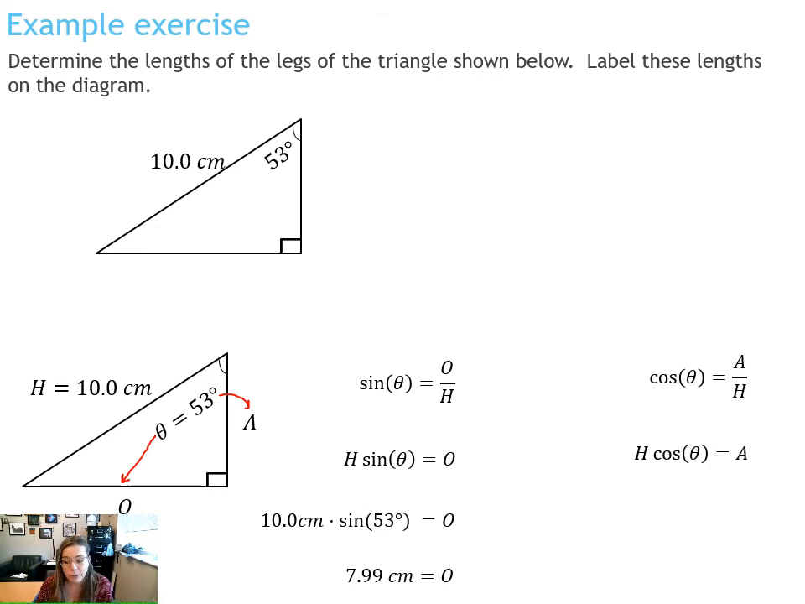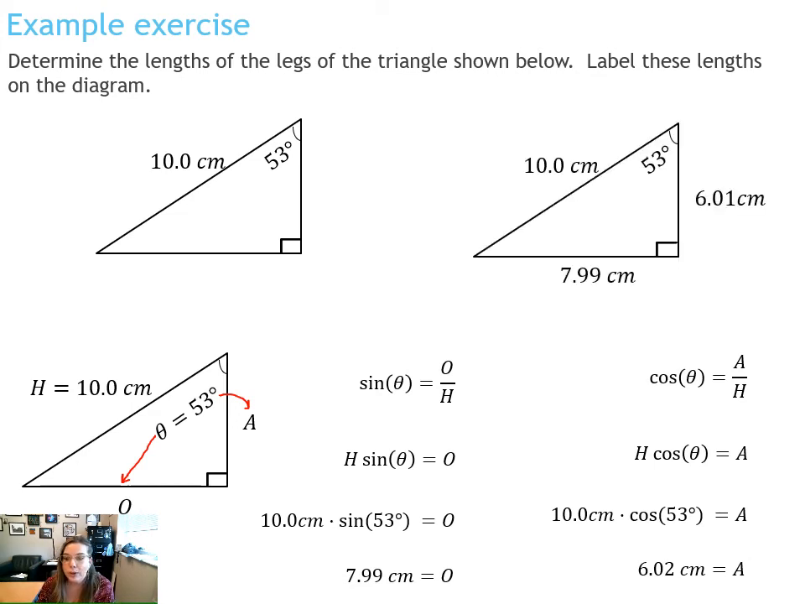Again, solve for the side you're looking for. So multiply both sides by h. That'll get a all by itself. Then I want to plug in all my numbers. And I'll finally calculate there that a is about 6, somewhere very, very close to 6 centimeters.